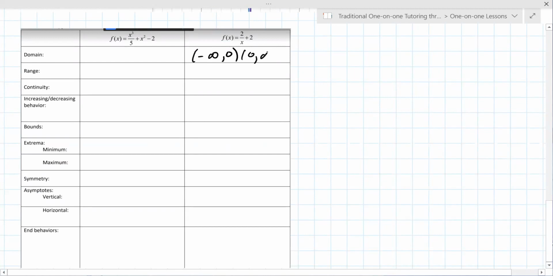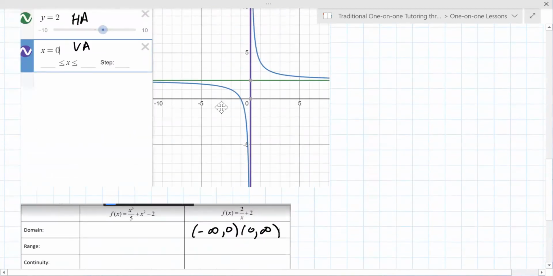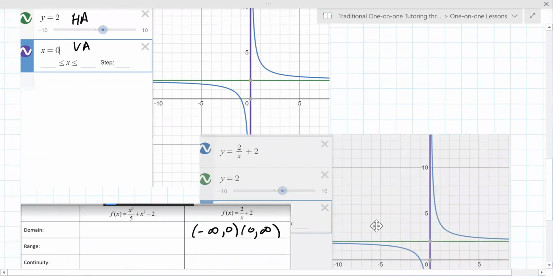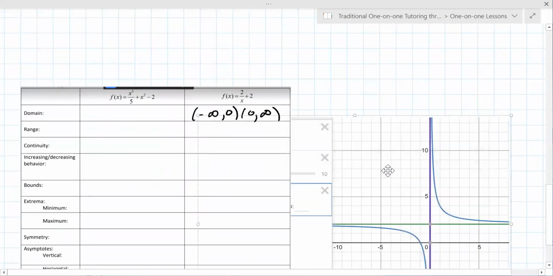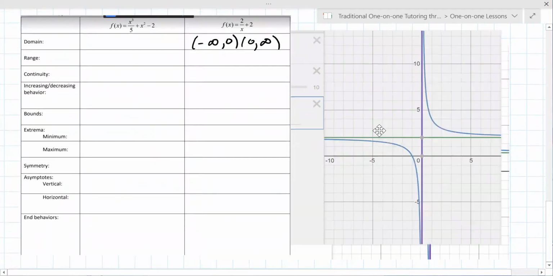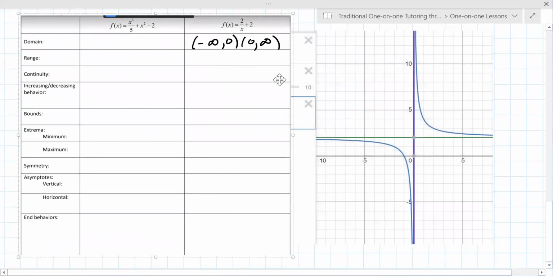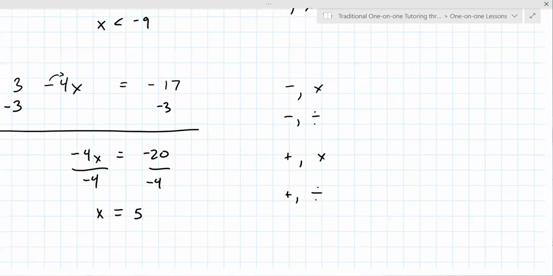Okay, so your domain is minus infinity to 0, 0 comma infinity. If you want, I can actually move this picture down next to this. Maybe that would be even better. Okay, the range. So the range, like this thing goes down forever and it goes up forever, but it never is this horizontal value, which is 2. So it's minus infinity to 2, 2 to infinity.